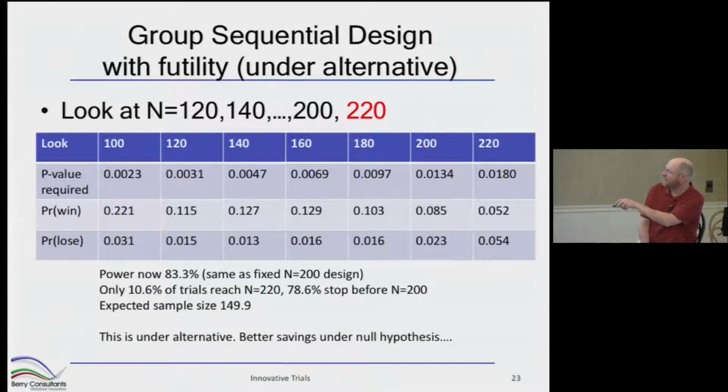Only 10% of my trials are reaching 220. So this little extra that I spent, I'm not doing it very often, and almost 80% I'm actually saving. So certainly I'm trying to get rid of this insurance policy that I bought. And the expected sample size is 150. So I gained a little bit in this scenario. This is when the drug works. Futility is not designed for when the drug works, it's designed for when the drug doesn't work. So what I illustrated here was that I didn't cost you much power.